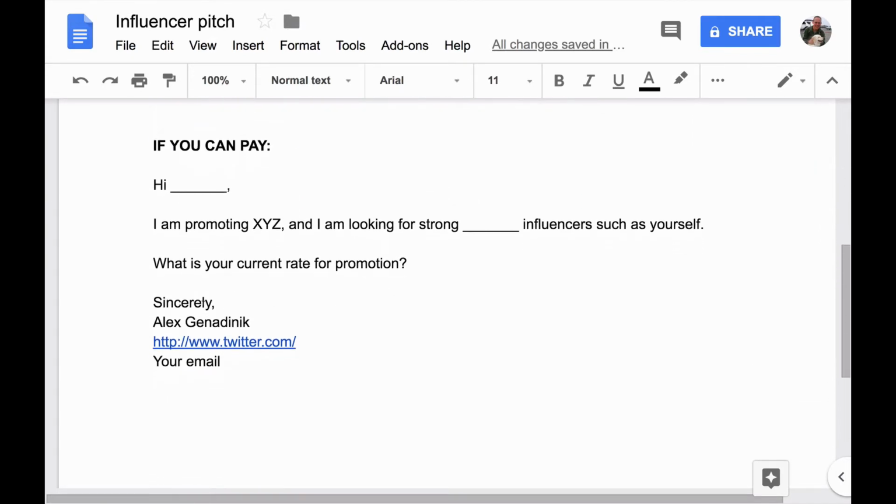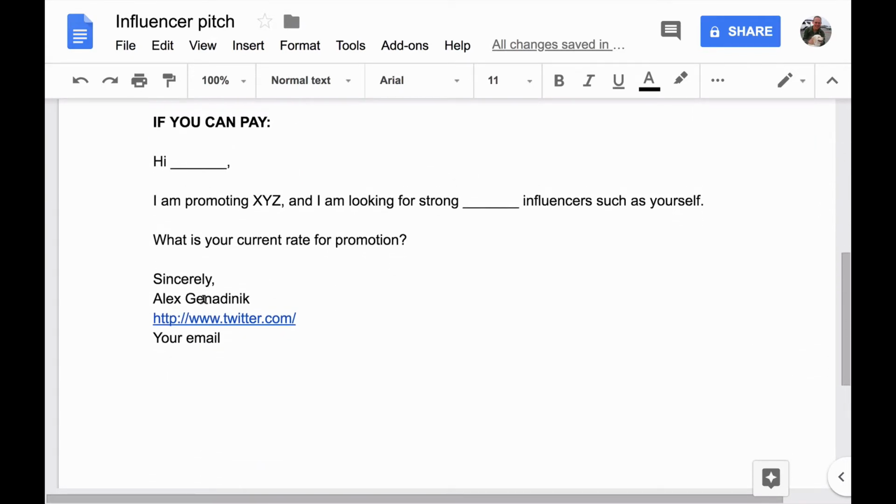But if you can pay, the email is much shorter, and you got to be more direct, because you got to explain that you can pay to get promoted, because then doors open up for you. And you give the very same introduction. Hello, I'm promoting whatever your one sentence pitch is, and this sentence is the same. And then right away you express that you can pay, and you ask for their rate.